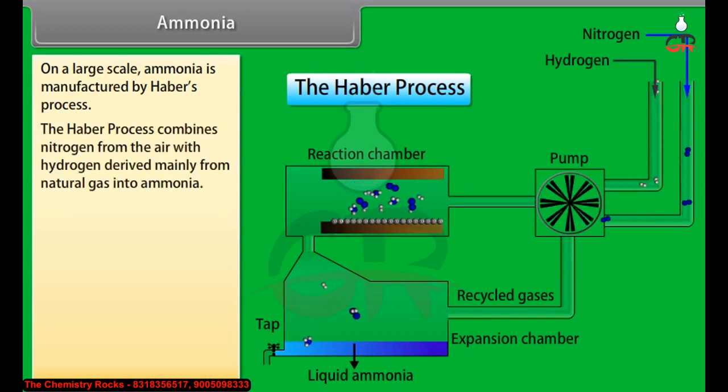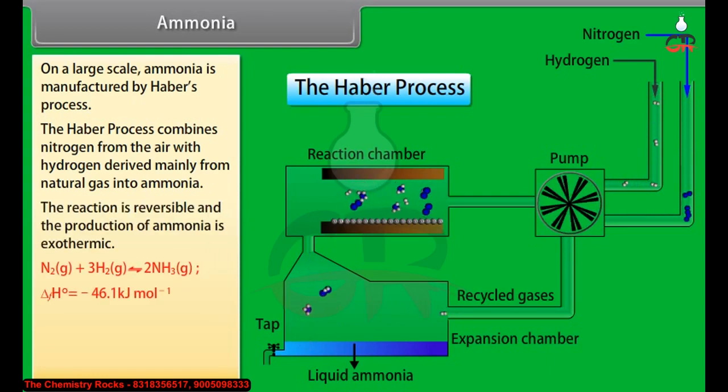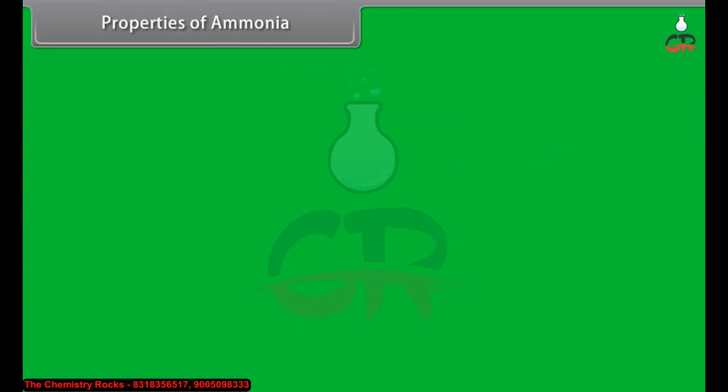Haber's process combines nitrogen from the air with hydrogen derived mainly from natural gas into ammonia. The reaction is reversible and the production of ammonia is exothermic. A pressure of above 200 atm, a temperature of 700 Kelvin and the presence of a catalyst favor the formation of ammonia. Properties of ammonia.